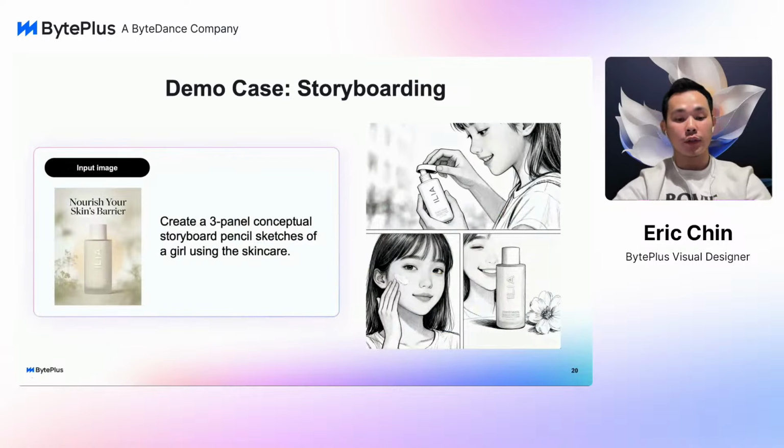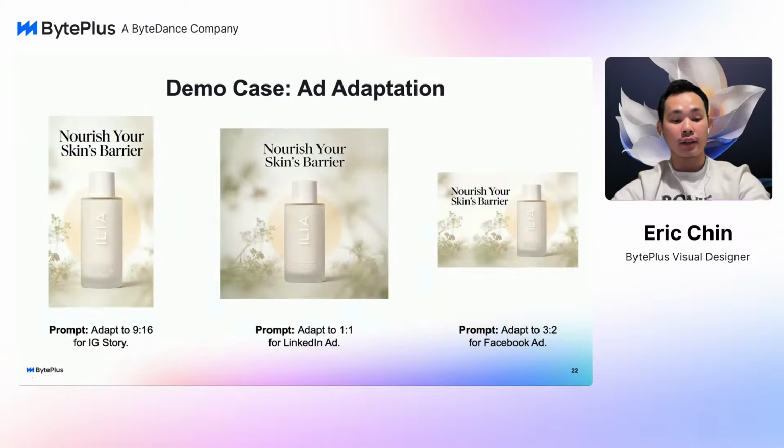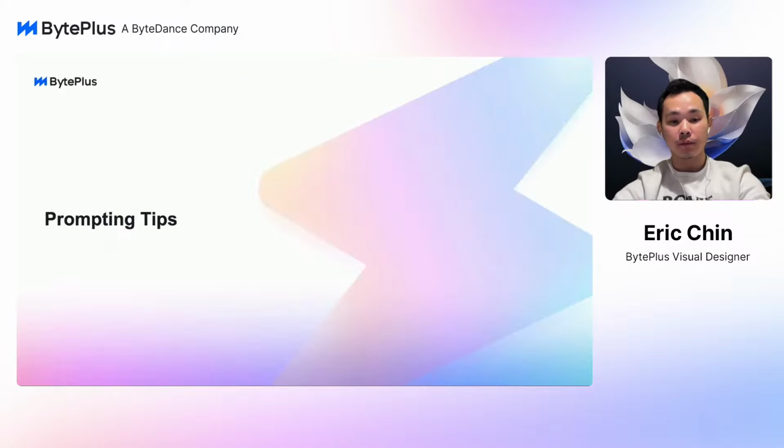This example uses a single skincare input image to generate a full storyboard showing how a video advertisement for a skincare product can be done. And of course, marketers usually will need assets for many different aspect ratios. So we can easily adapt our same skincare ad into different platforms like Instagram stories, LinkedIn, and Facebook, all through just simple prompting. And this is how easy it is to do ad adaptation with Seedream.